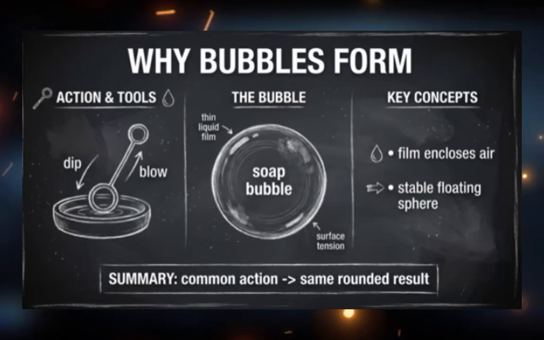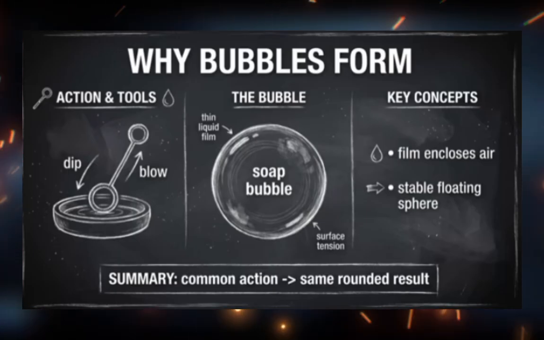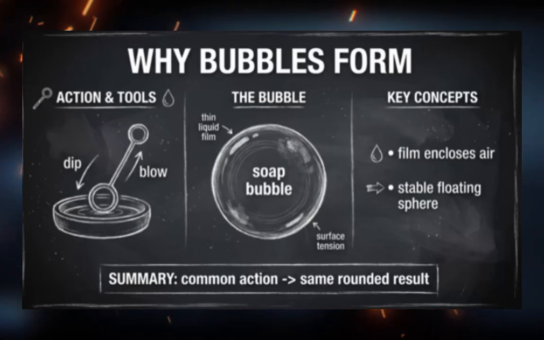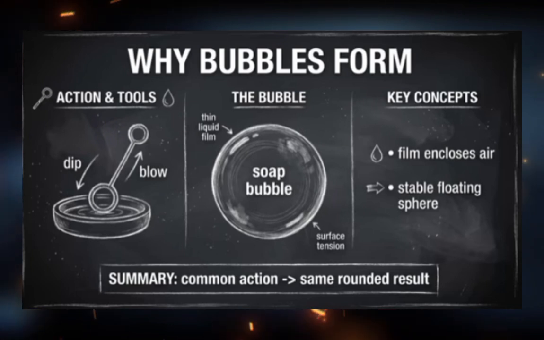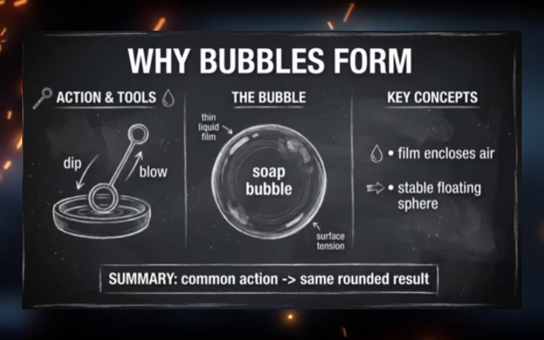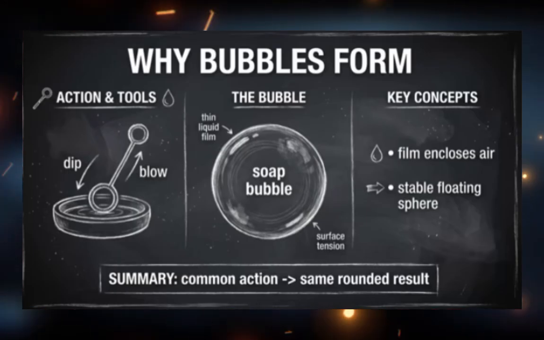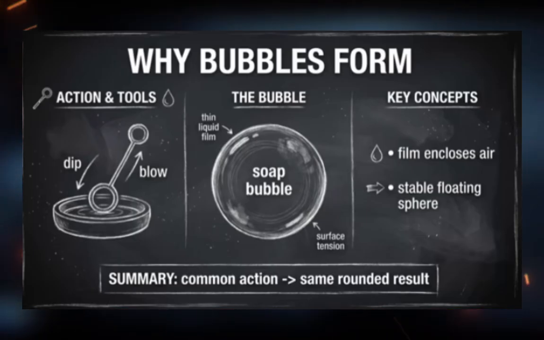Now let me ask you something that sounds so simple you might laugh. Why is it round? I don't mean sort of round. I mean perfectly, mathematically, flawlessly round. Not an oval, not a lumpy blob. A sphere. Every single time. You never blow a soap bubble and get a cube. You never get a pyramid. You get a sphere. Why?